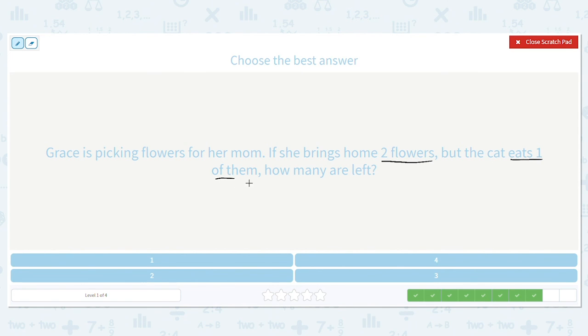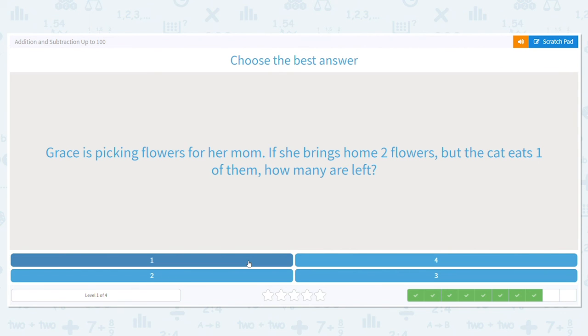So if you're eating something, are you adding or subtracting? Subtracting. It's going away. It's going into the cat's belly. So when we say are left, that means subtract. So what are we subtracting? We started with 2, and the cat took away 1. How many are left? There's just one flower left to give her mom.